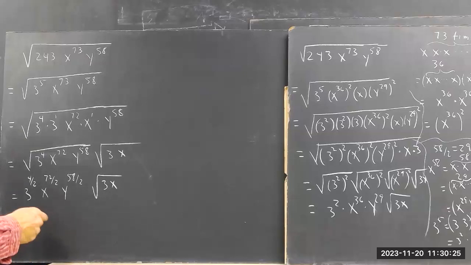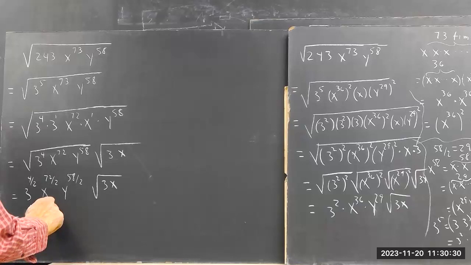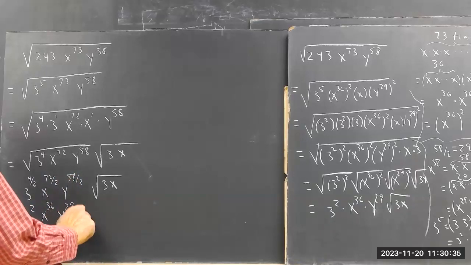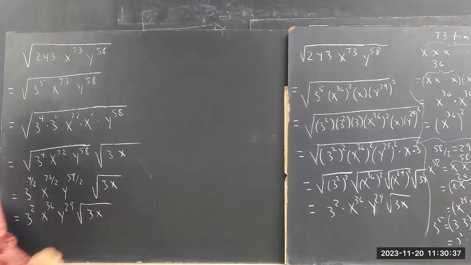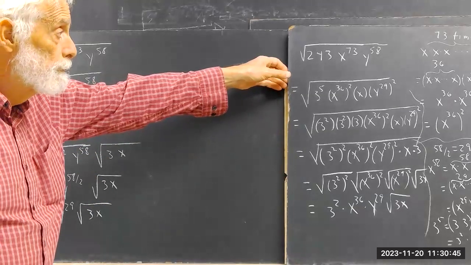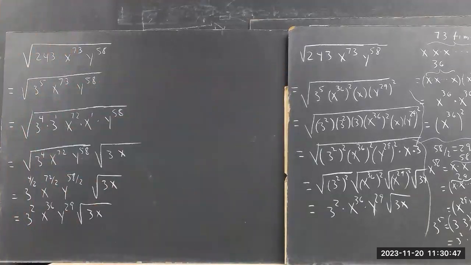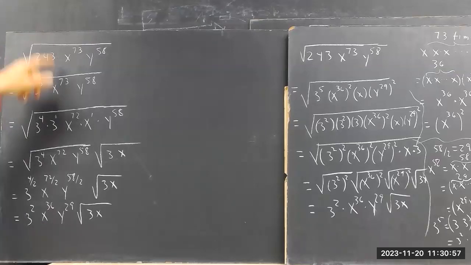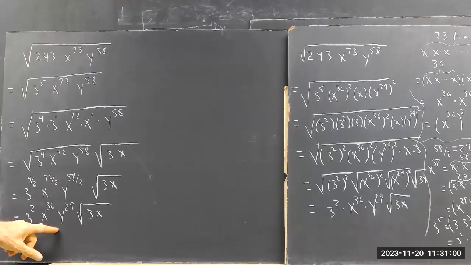And when we finish that, 4 divided by 2 is 2. 72 divided by 2 is 36. 58 divided by 2 is 29. And then we have the square root of 3x. If you compare that to what I did before, you see it's exactly the same thing. But it's a little easier, a little quicker to write it out this way. And now you've got an algorithm.